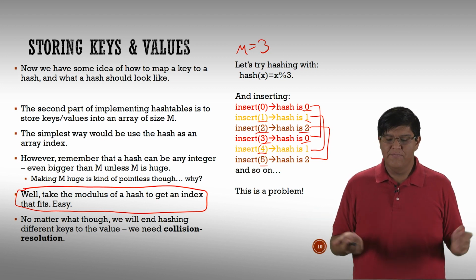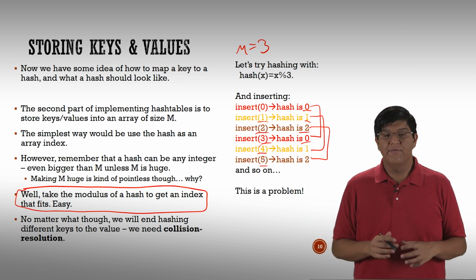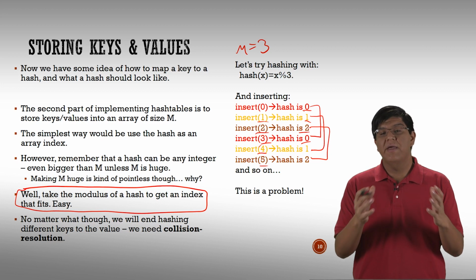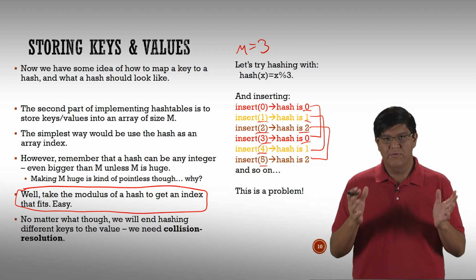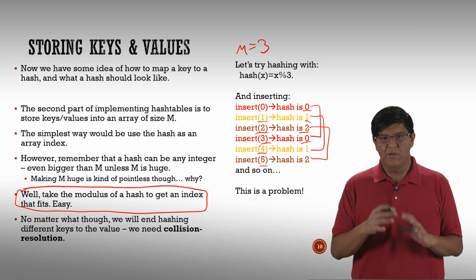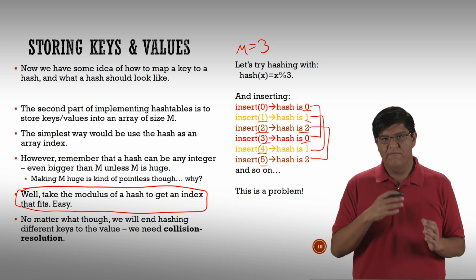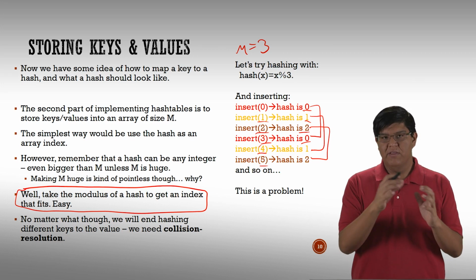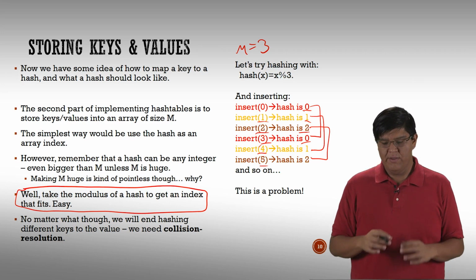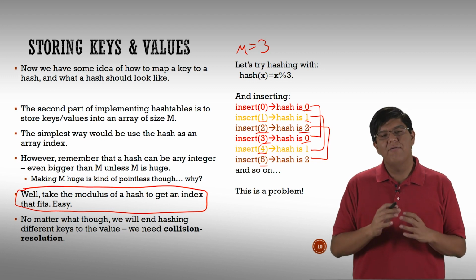There's nothing I really can do. No matter what, because my range of hashes is very large relative to m, the size of the array, I will always have some point where, once I've done all my operations, I'm going to have collisions. I'm going to have things that run into one another. So this is a problem, and we can't really avoid it.